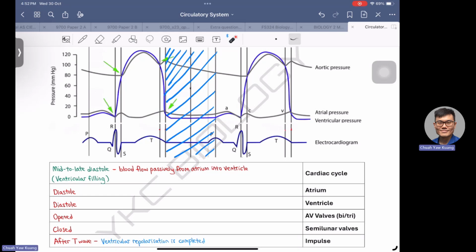With that, that's all for my summary. Hopefully this video helps to clarify your confusion in the cardiac cycle.